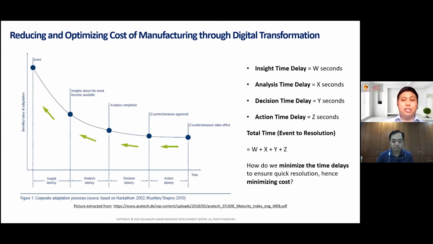Now, the next part of it is analysis. When your machine breaks down, you want to analyze what the root cause is. How long do you take to analyze? How long do you take to make a decision? And how long do you take to take an action? So all these time delays, if you are able to minimize, reduce, or even mitigate them, overall you can reduce a lot of costs, because in every day of a manufacturing industry, the only constant that you have is time. Every one of us has 24 hours in a day. Your shift time is also fixed already. Therefore, the only way to optimize your cost is to maximize your potential and productivity during the time that you have.